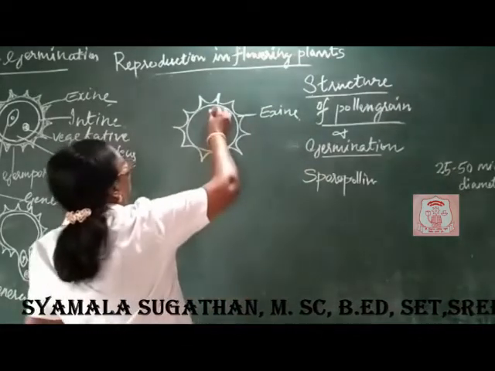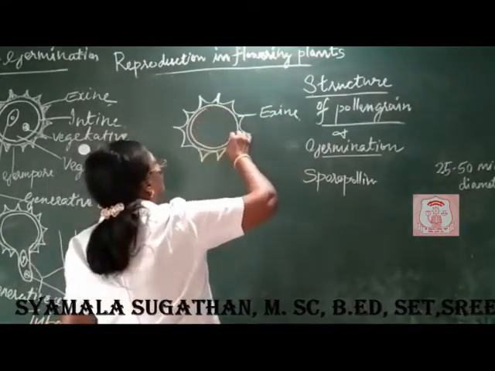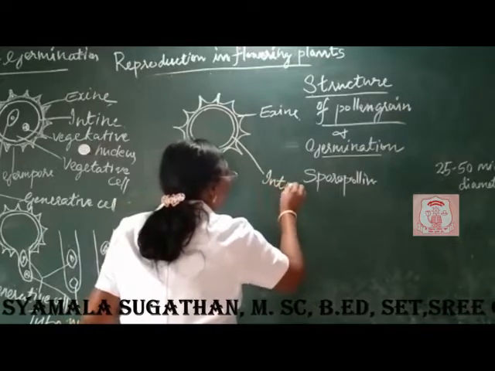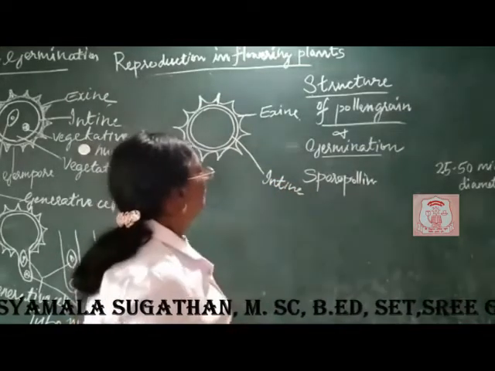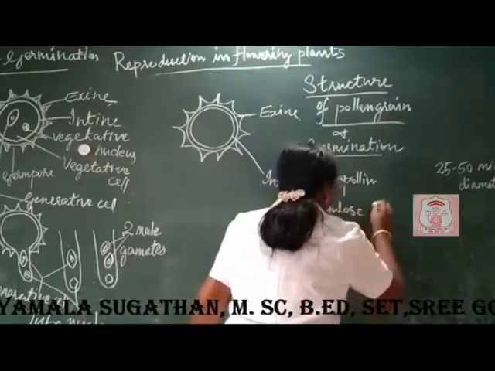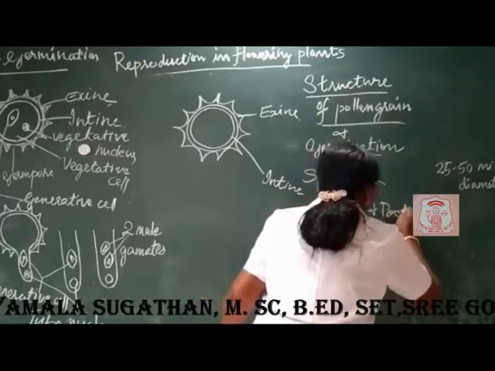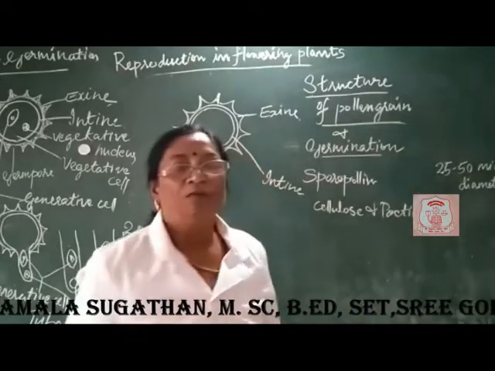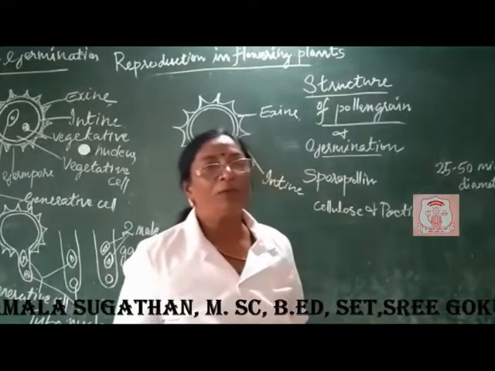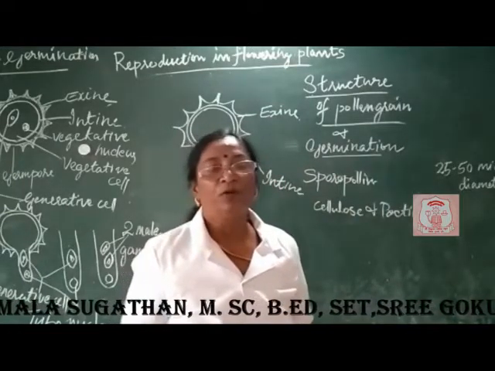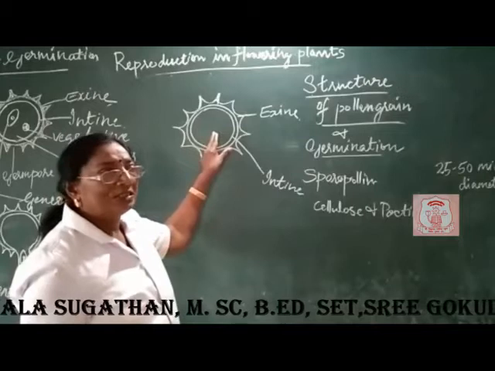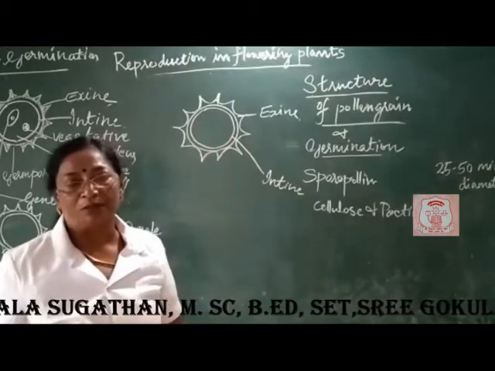Now the inner wall, which is called the intine, is formed of cellulose and pectin, which is usually thin, and it will grow out into a pollen tube at the time of germination of the pollen grain. Now this pollen grain is a 2-celled structure when mature.